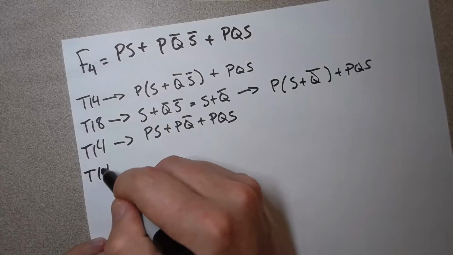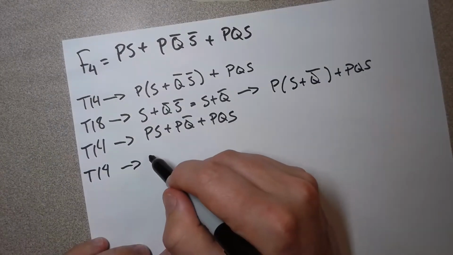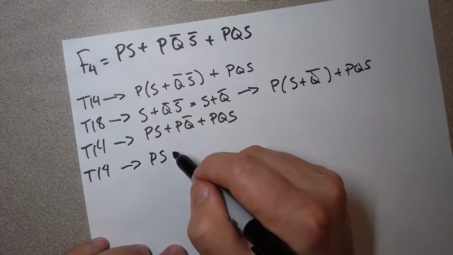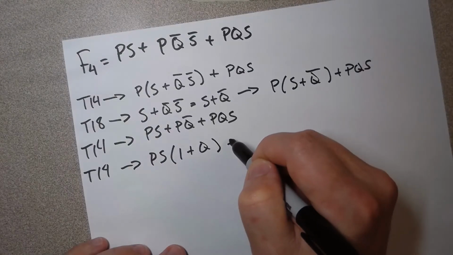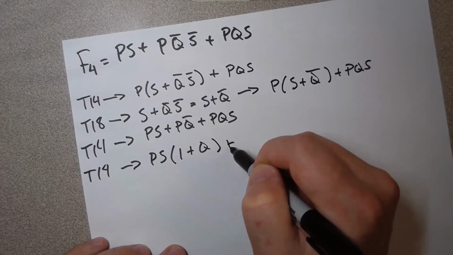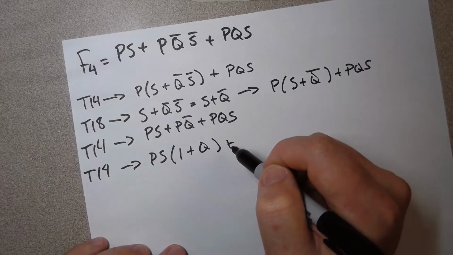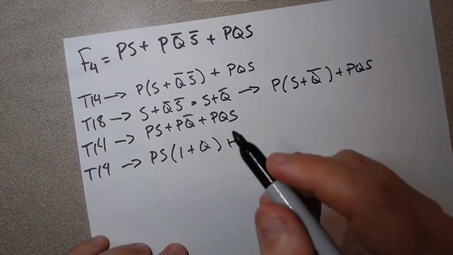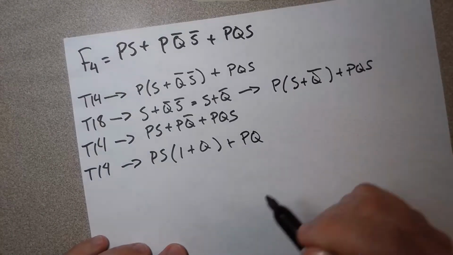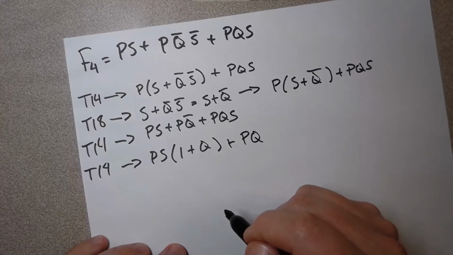Then theorem 14 again, change our stuff around here a little bit. If we pull ps out of this guy, we can have 1 plus q, plus p and not q here. It's supposed to be a not q.